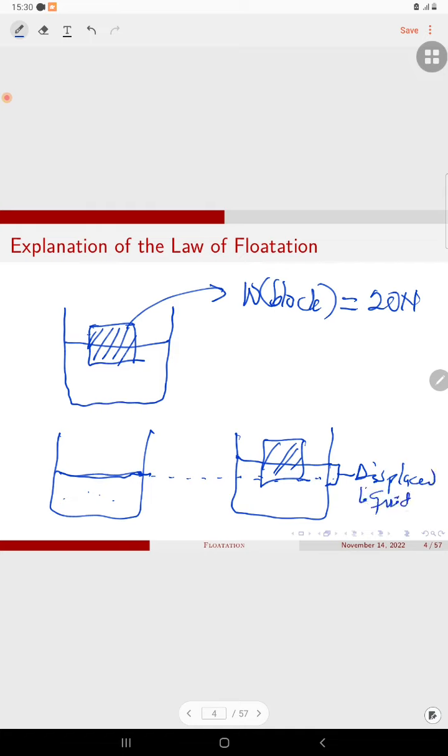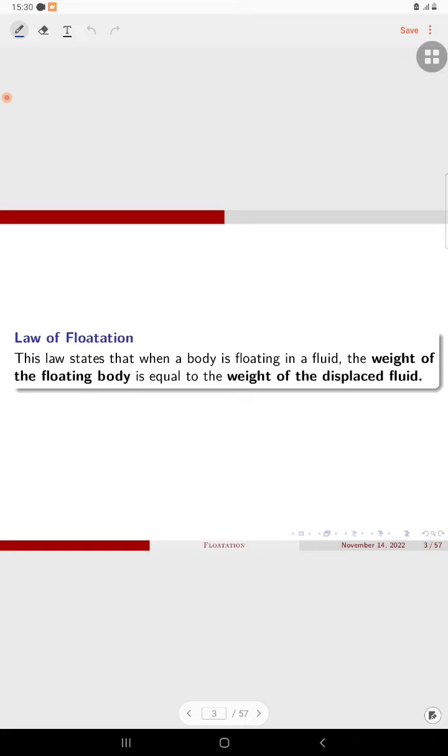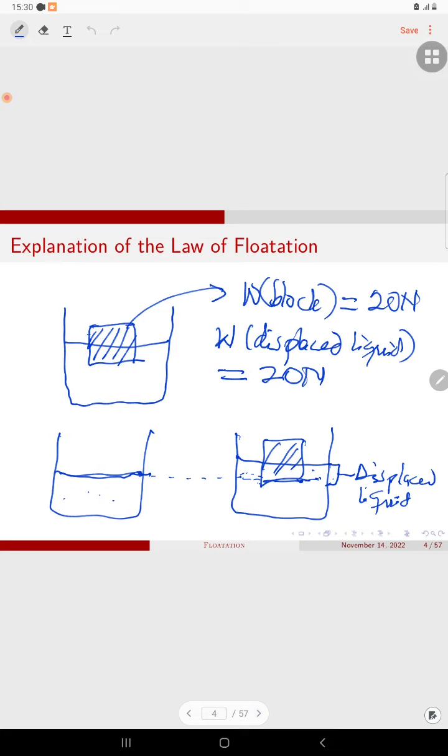According to the law of flotation, the weight of this floating block, which is 20 newtons, should be equal to the weight of the displaced liquid. So it means that the weight of this displaced liquid is also 20 newtons. That is what the law is simply trying to tell us. When a body is floating in a fluid, then the weight of the floating body is equal to the weight of the fluid displaced. So let us take note of this because we are going to use it a lot in our calculations.